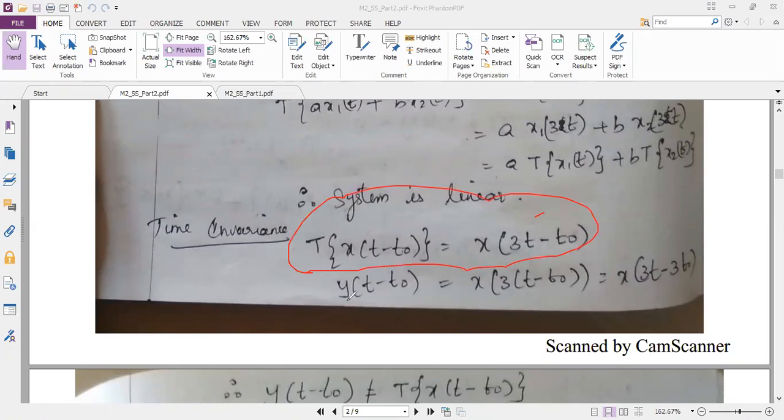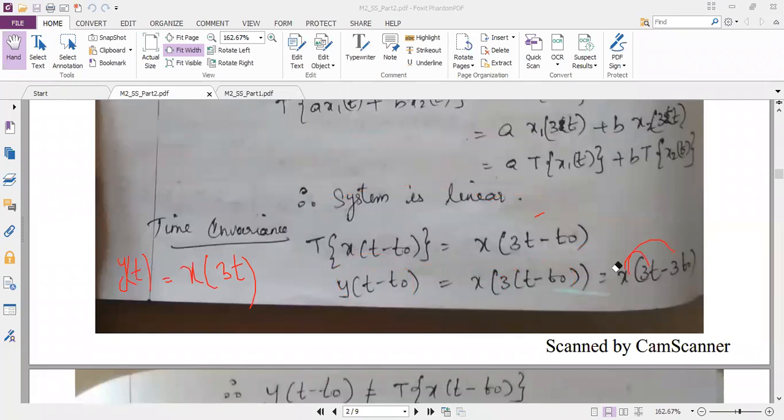Now, without the operation, I want y of t minus t naught. The given question says y of t is equal to directly x of 3t. So I am not using the operator T. If I do not use the operator T, then wherever t is there I should replace it with t minus t naught. So within the bracket I will write 3 times t minus t naught, so x of 3 of t minus t naught. If I multiply this, it is x of 3t minus 3t naught.